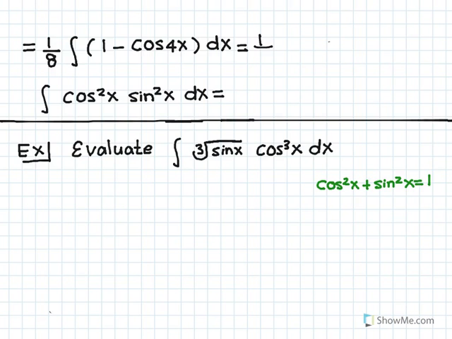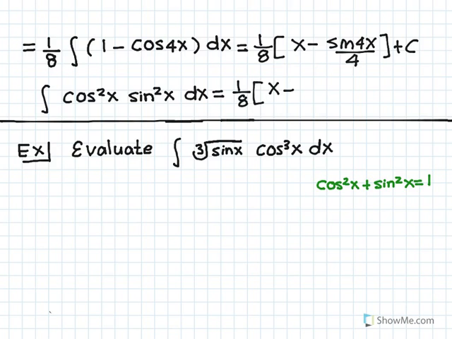That's 1/8. Let's integrate this. The integral of 1 is just going to be x. And the integral of cosine 4x is going to be sine 4x divided by 4. We're reversing the chain rule. We're applying the substitution technique. Plus c. So the integral of cosine squared x times sine squared x dx is what we have above. That's 1/8 times (x minus sine 4x divided by 4), close bracket, plus c.